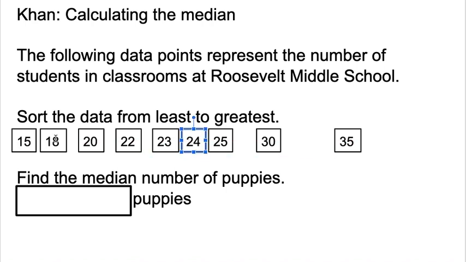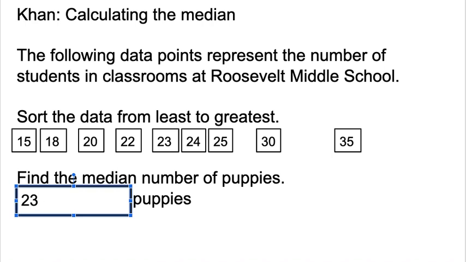So 15, 18, 20, 22, 23, 24, 25, 30, and 35. So we have them all in order. Then you just want, how many points here? We have 1, 2, 3, 4, 5, 6, 7, 8, 9. So if we have 9 points, then my fifth one, 1, 2, 3, 4, 5, is my middle number. So notice I have 4 below that and 4 above it. So that is my middle number. So I would just enter that in. So my number for that one that I'd type in is just 23.